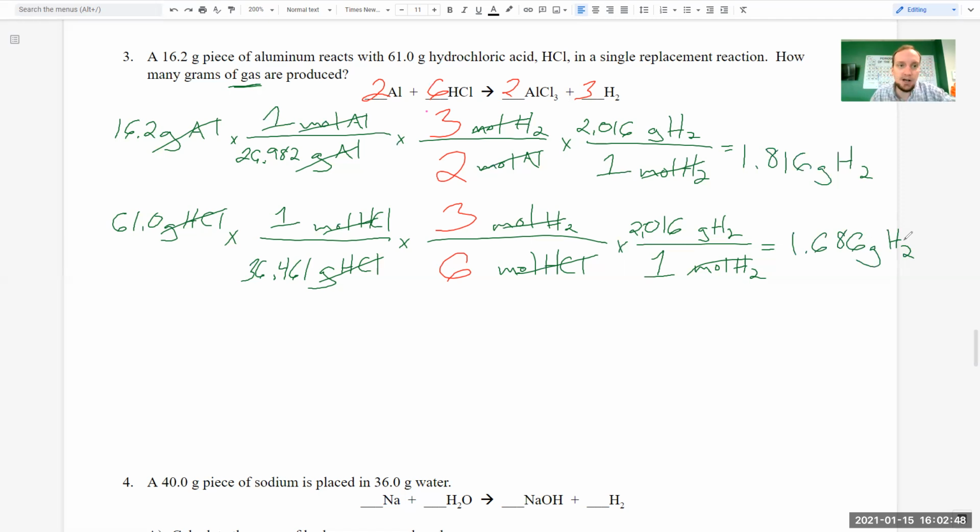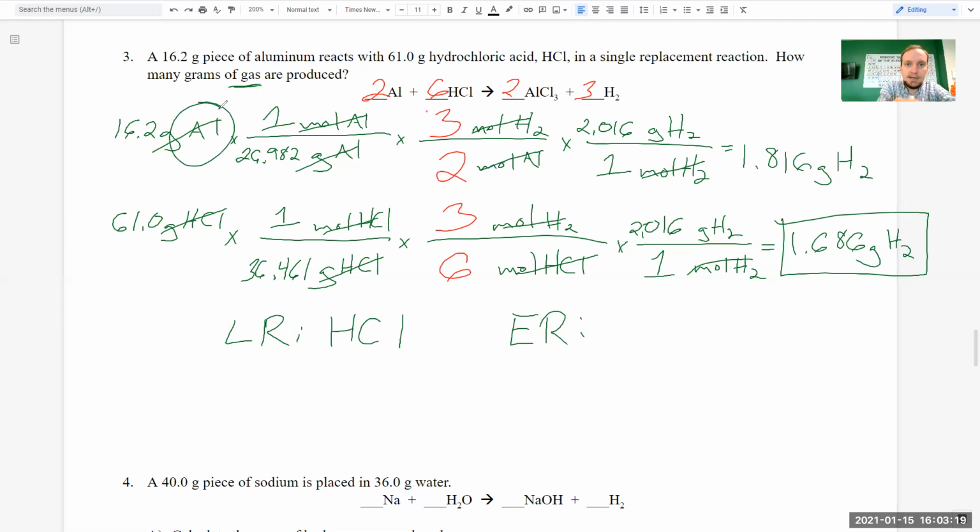So again, the question is how many grams are produced? Again, I look at these two answers. This one is the smaller one. That is the amount of grams that would be produced. So starting with those masses of aluminum and hydrochloric acid, we would only produce 1.686 grams of hydrogen. After that, we would run out of our limiting reactant, which in this case is hydrochloric acid, because it produced a smaller amount of product. And our excess reagent would be this one, because it made the larger amount of product. Even though it didn't ask me for that, I want to go ahead and identify that.